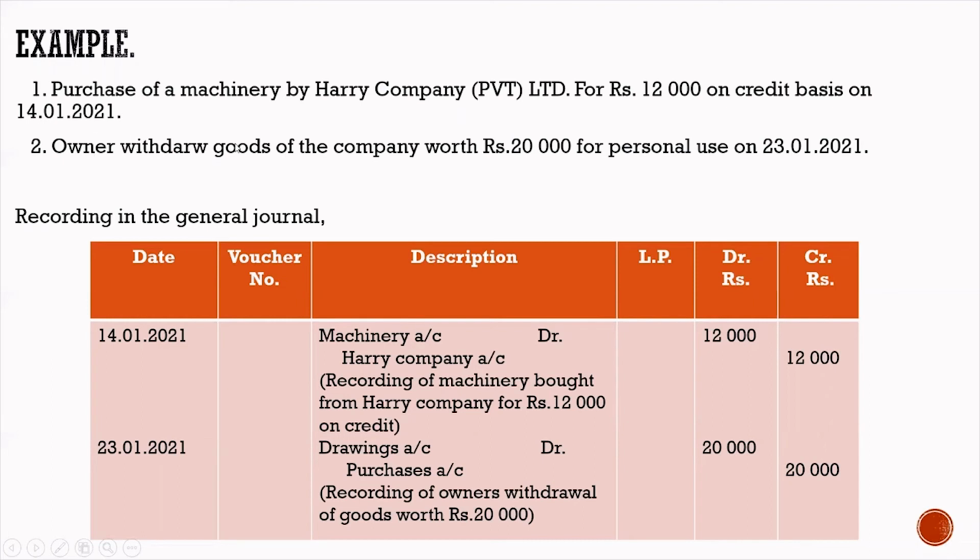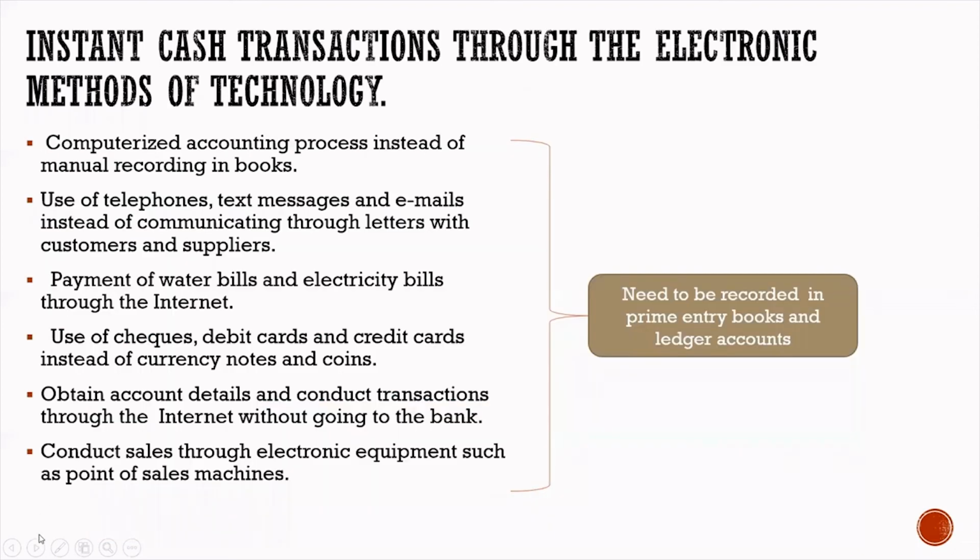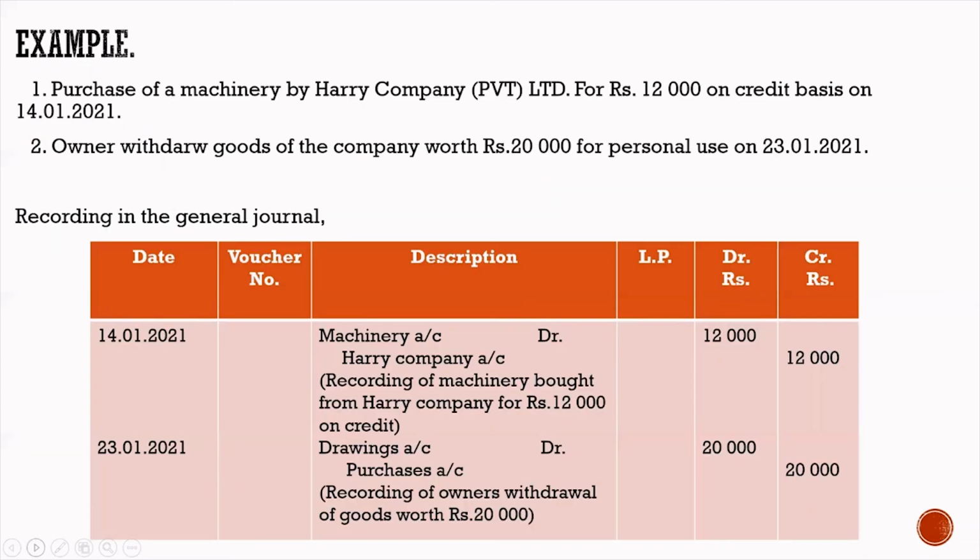Right. Next, the owner withdrew goods of rupees 20,000 for personal use. So here you have to debit the drawings account of 20,000 and credit the purchases account as goods are being reduced, writing 20,000. Then you write the narration: recording of owner's withdrawal of goods worth rupees 20,000. Right? So with that, our journal entries part is over.